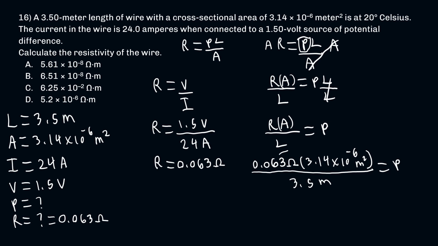The first thing I'm going to do here is multiply the two top numbers together. So 0.063 times 3.14 times 10 to the negative 6th. That's going to give me on top here 1.98 times 10 to the negative 7th. And that is ohms times meters squared.